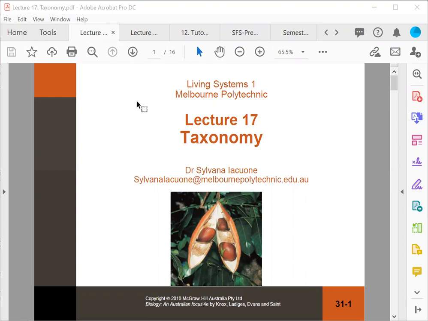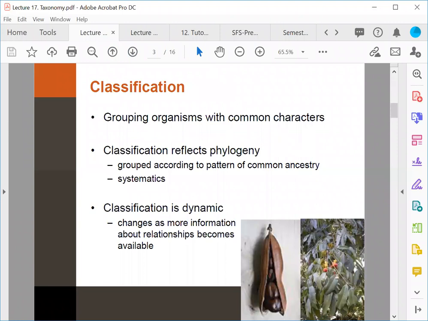So we've got 2 lectures to get through tonight, our final lectures, and we're going to start here with a lecture on taxonomy. Right, so let's start with a look at classification.